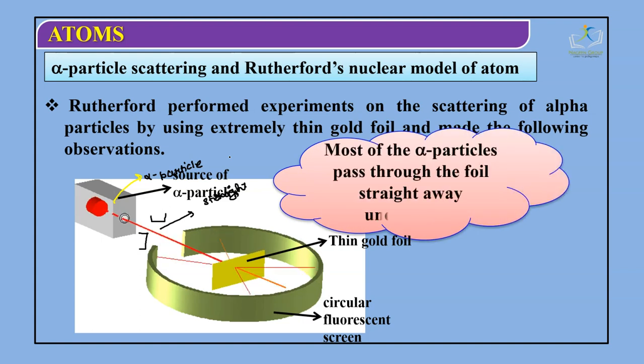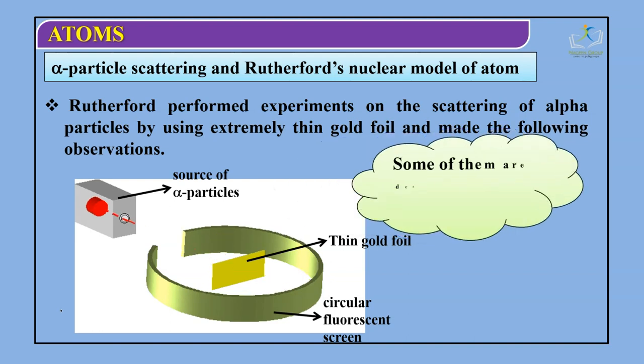The observation is that when the alpha particles are scattered and pass through the thin gold foil, most of the alpha particles pass through the foil straight away, undeflected.